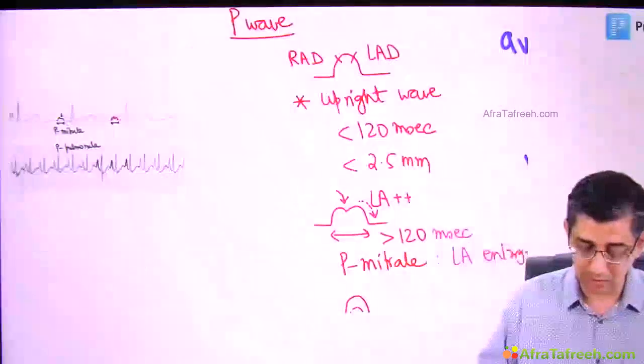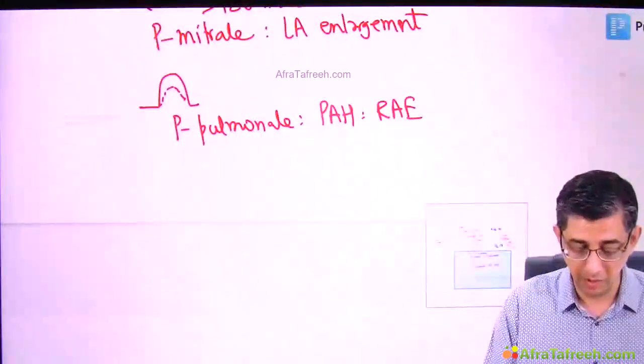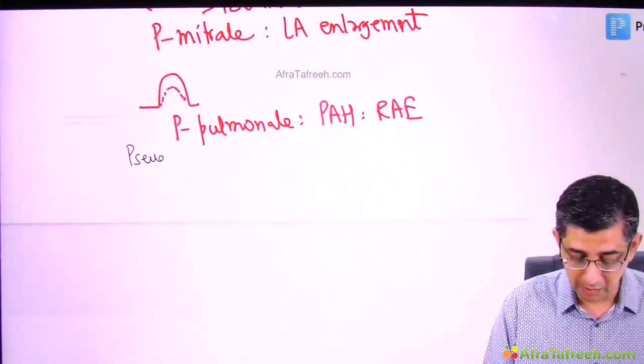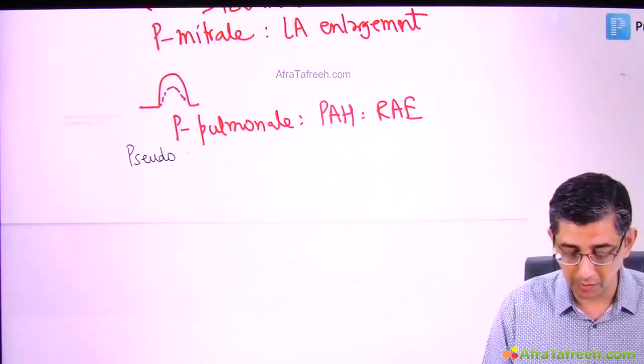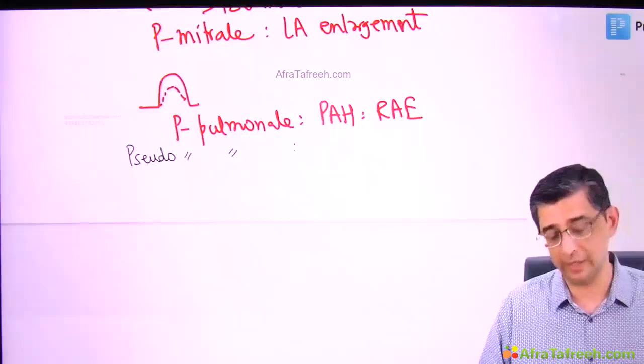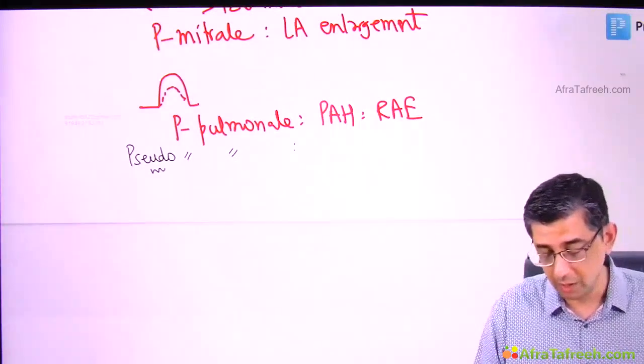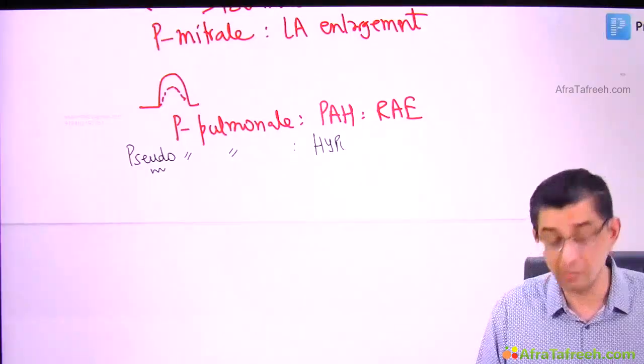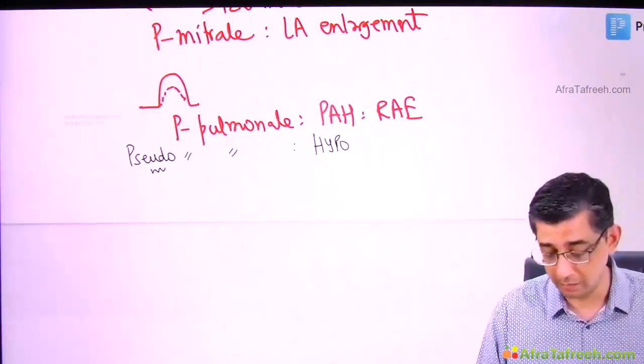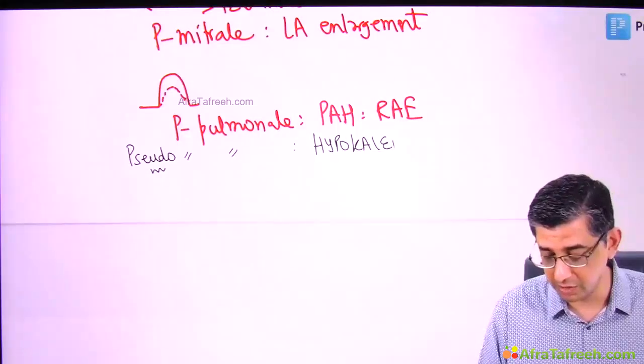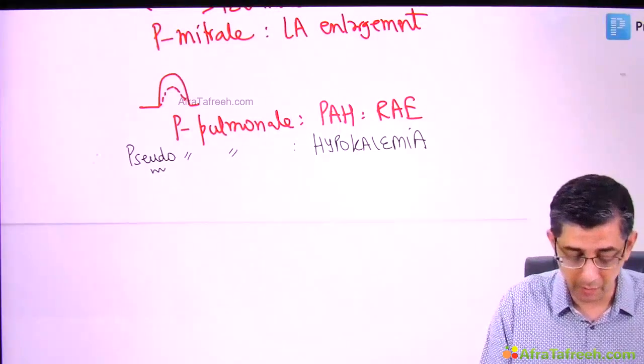Let's look at one more such minor finding which is to be remembered. The question asked in one of the NEET exams was: pseudo P pulmonale is found in. A lot of guys casually read it and thought it was P pulmonale, but it is pseudo P pulmonale. If you go through the electrolyte imbalance part, the ECG changes in hyperkalemia and hypokalemia, I have highlighted this statement of mine.